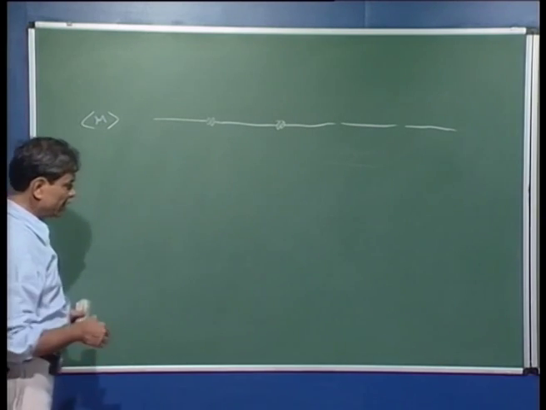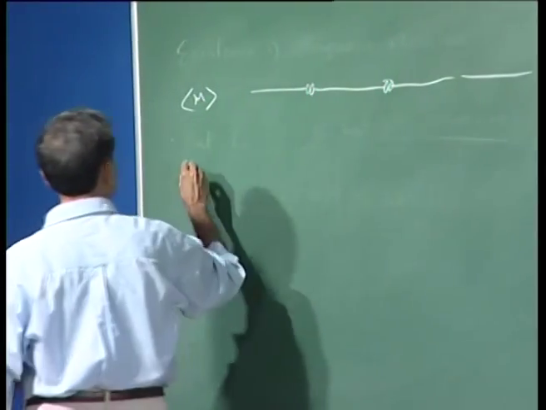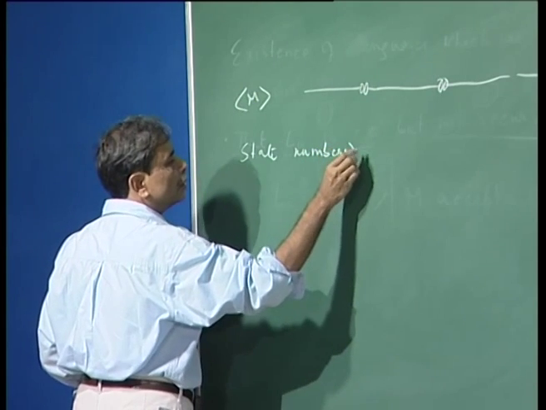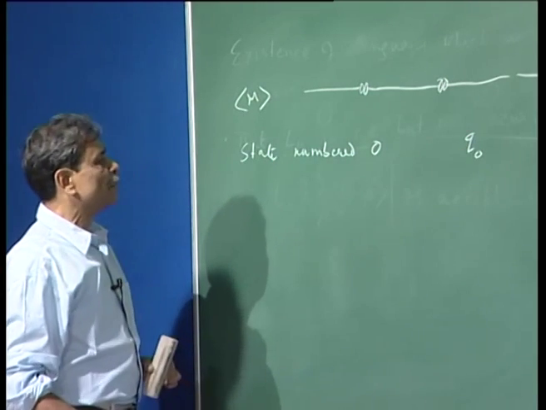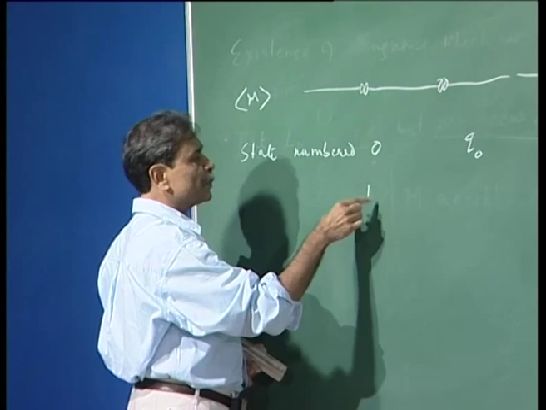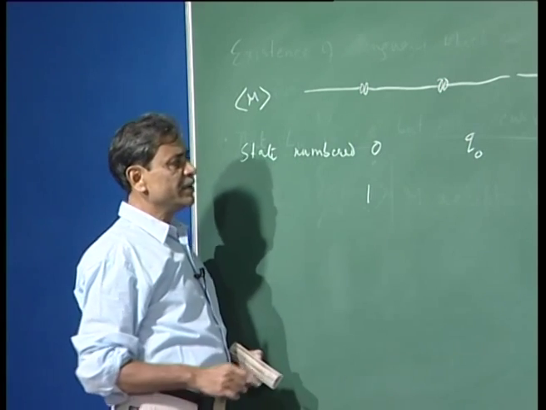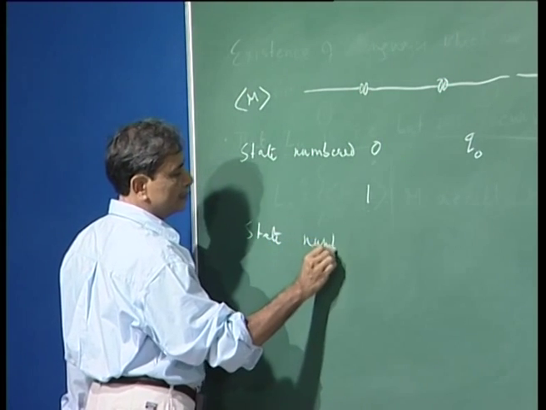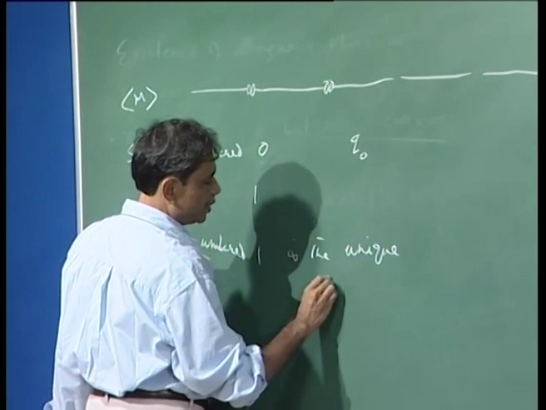And we have some further conventions. The state numbered 0, what otherwise you would have called Q0, has its number as 0 and its representation in unary is 1. This state is the initial state, and we also said the state numbered 1 is the unique accepting state.